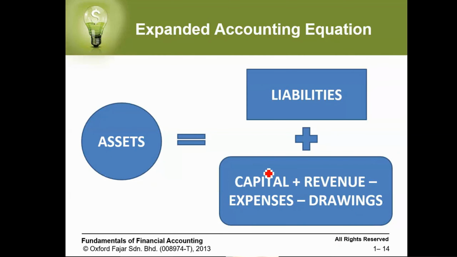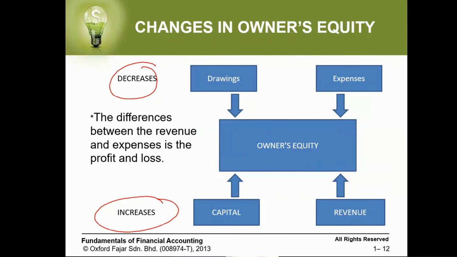An increase in capital causes an increase in owner's equity, and an increase in revenue causes an increase in owner's equity, but expenses and drawings are going to decrease owner's equity. For that reason, owner's equity is equal to capital plus revenue minus expenses minus drawings. As we mentioned, owner's equity has 4 components, which are drawings, expenses, capital, and revenue.